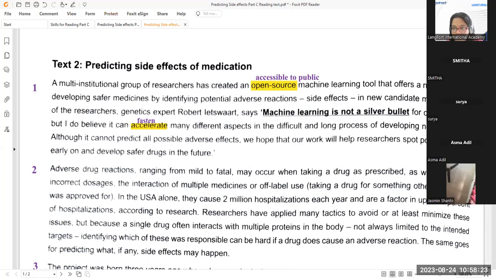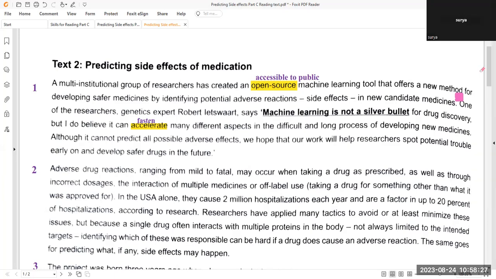Although it cannot predict all possible adverse effects, we hope that our work will help researchers spot potential trouble early on and develop safer drugs in future. Okay, so then they say that although it cannot predict all the possible adverse effects, all the possible negative side effects, it cannot predict every single adverse effect. But they hope that their work, this machine learning tool, will help researchers spot potential trouble early and develop safer drugs in the future. So although this tool cannot predict each and every side effect, they hope that this will help researchers to figure out possible problems early and come up with much safer drugs in the future.